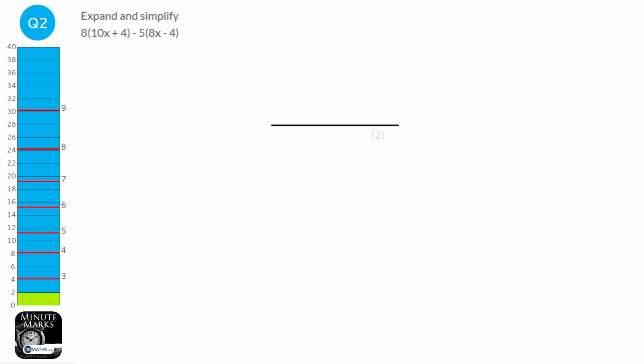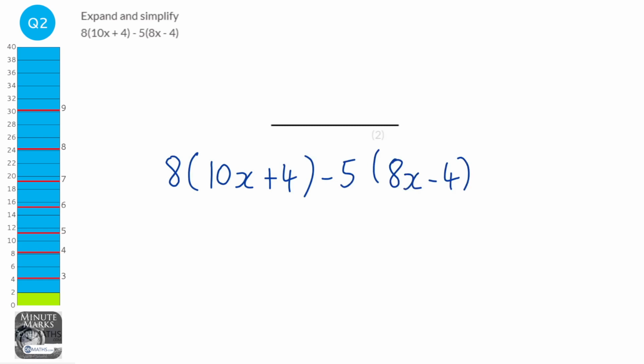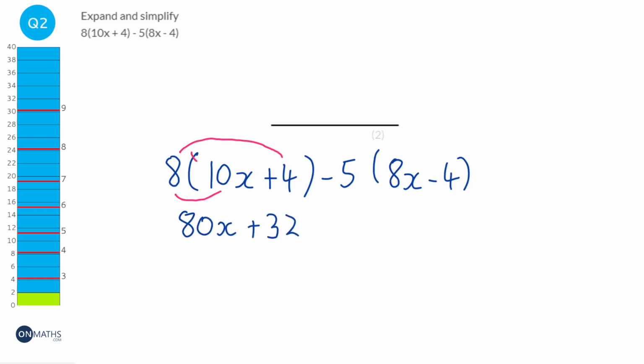I'm just going to write the question out, so we've got a little bit bigger writing to play with here. It doesn't actually matter which method you expand these brackets with. I'm going to use Smiles and Rainbows, so we multiply the 8 by the 10x, which will make 80x. And multiply the 8 by the 4, which will make 32. Now here we've got a minus 5 on the outside, so we do minus 5 times 8x, which is minus 40x, and minus 5 times minus 4, which is actually plus 20.